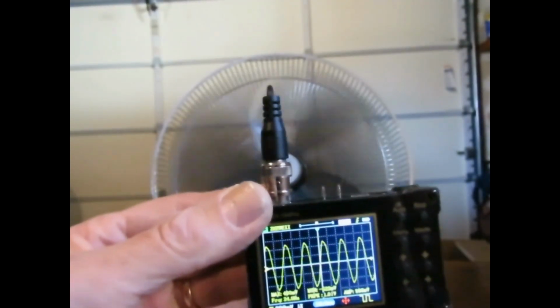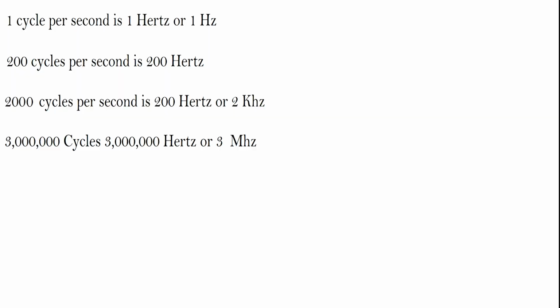indicated as hertz. 1 hertz is 1 cycle per second, 200 hertz is 200 cycles per second, and 1,000,000 hertz is 1,000,000 cycles per second, measured in megahertz.